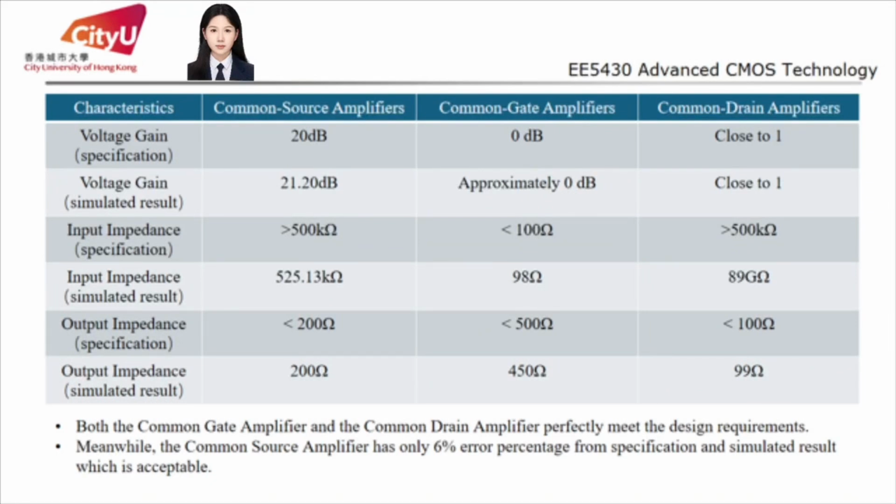This slide shows the combined result of all the three amplifiers. We can find out that both the common gate amplifier and the common drain amplifier perfectly meet the design requirements. Meanwhile, the common source amplifier has only 6% error between specification and simulated results, which is acceptable.